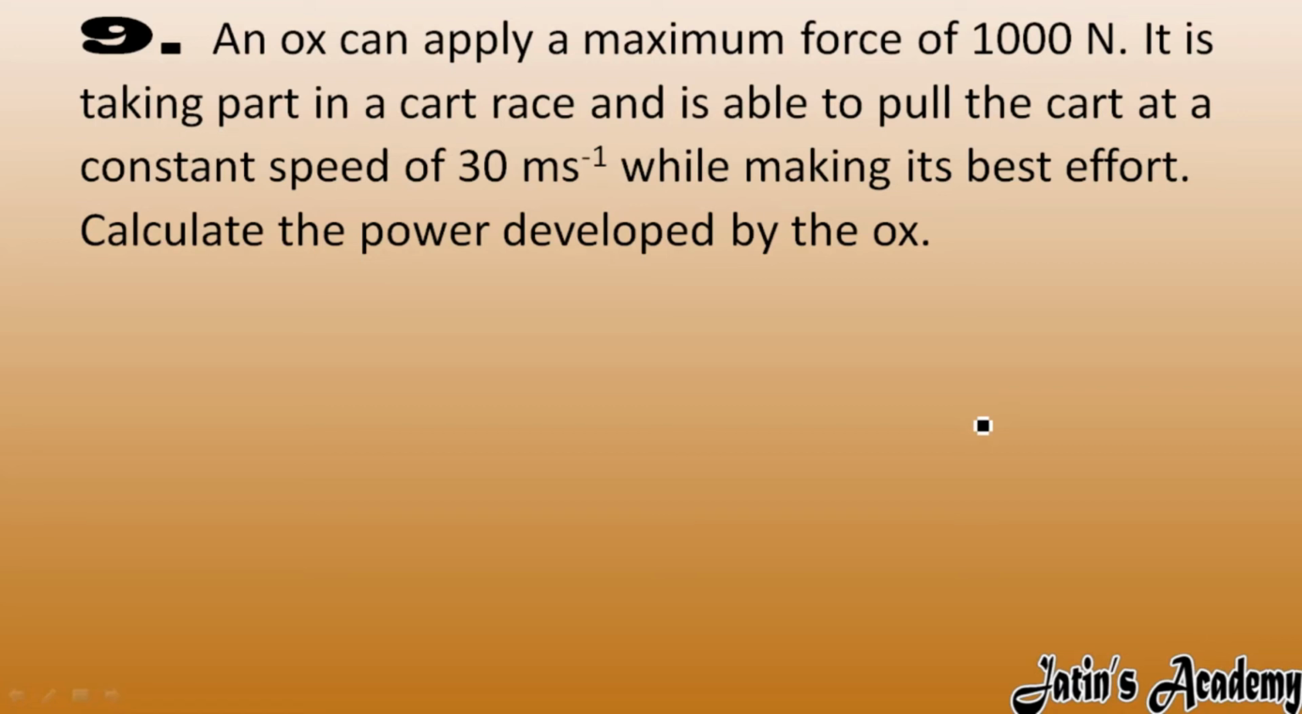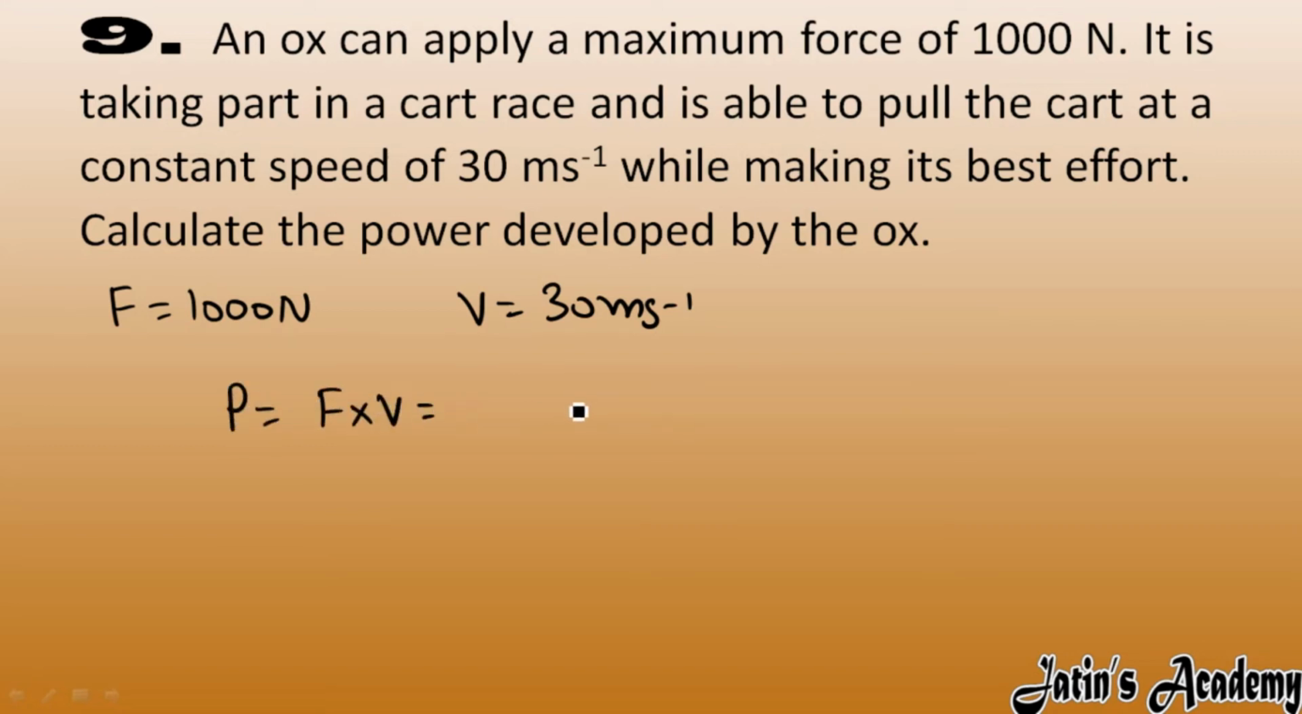It is taking part in cart race and is able to pull a cart at a constant speed while making its best effort. Calculate the power. So given quantities we have force and next we have velocity, which is 30 meter per second. Now we have to calculate the power developed. So power we have force into velocity. This is the direct formula I am using. Force we have 1000 and velocity we have 30. So here we got 30 into 10 raised to power 3 watt, which is called 30 kilowatt. So this is the answer, which is the power developed by an ox.